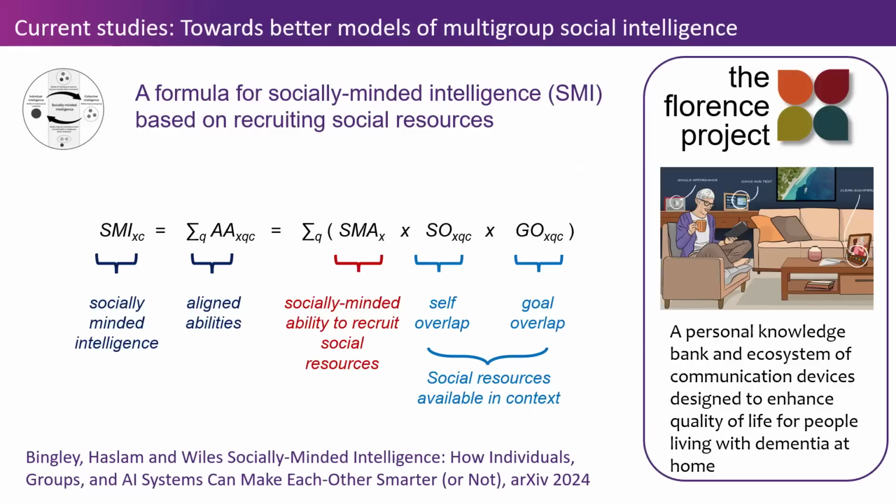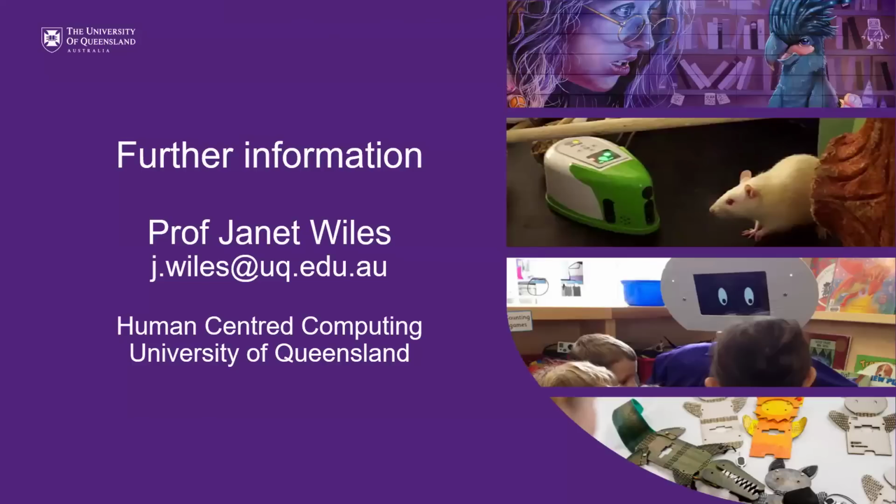A lot of my current work is in human-centered AI. And one of the practical projects for all of these, we usually have some theory and then also some practical projects. And we've been working on language in the Florence project, which is trying to develop a personal knowledge bank and ecosystem of communication devices, so both hardware and software, that enables people living with dementia to have quality of life at home. Okay, so that's coming to the end of the talk.